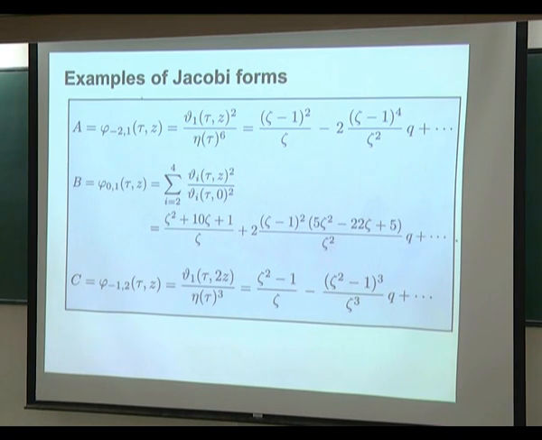That's some Fourier expansion. The third one is phi minus 1 comma 2, so weight minus 1 index 2, also built using the odd Jacobi theta function, but now with argument 2z over eta cubed, and it has some Q expansion.